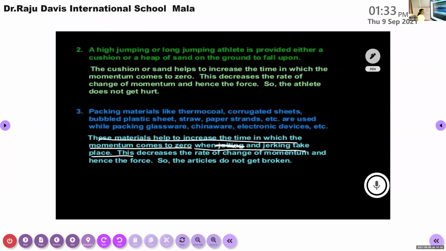Whenever the jerking takes place, this decreases the rate of change of momentum and hence the force, so the articles do not get broken. We know that chinawares and glasswares, if kept without any proper packing, have a chance to break whenever jerking occurs. So in order to avoid that, normally we pack them with materials like thermocol or bubbled plastic sheets. Whenever we bring new electronic appliances, we can see these bubbled plastic sheets along with them. This is actually to avoid the momentum, thereby the breakage caused to these devices.